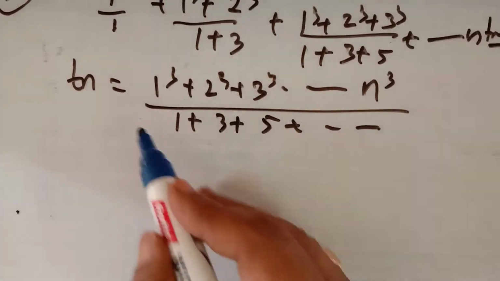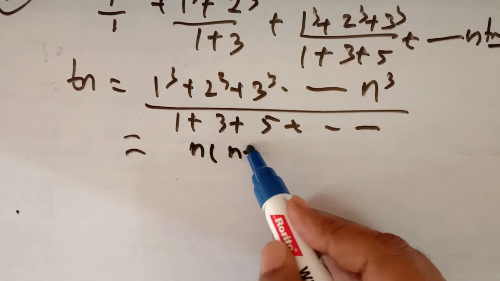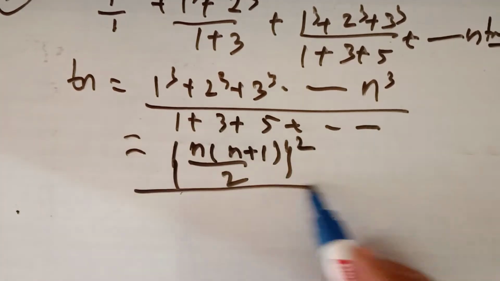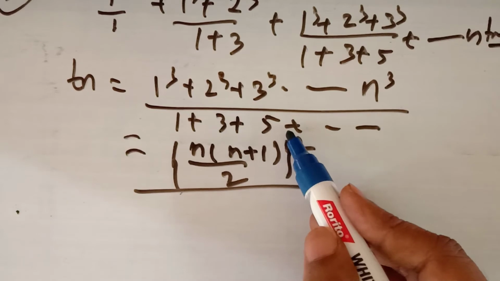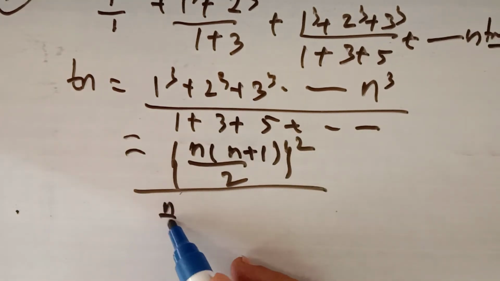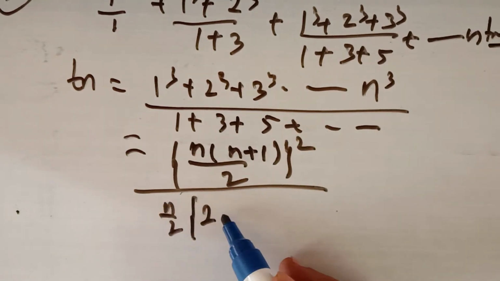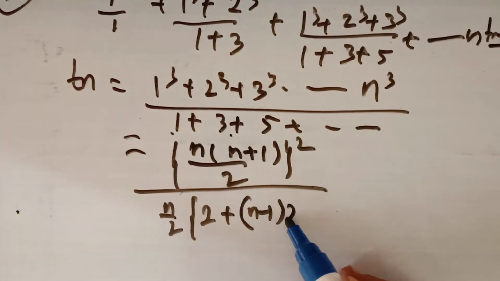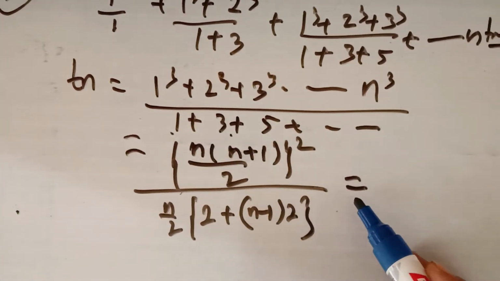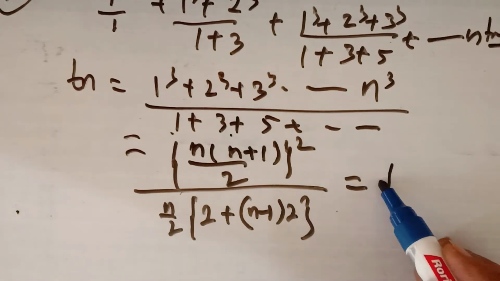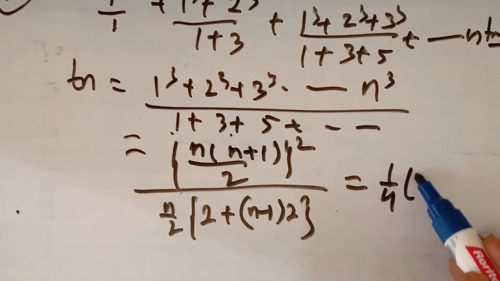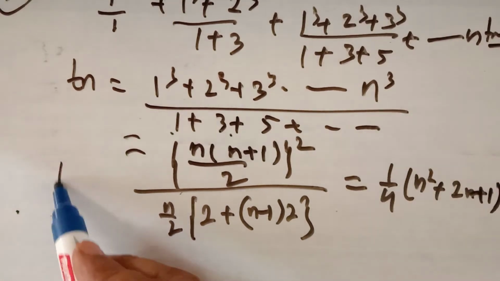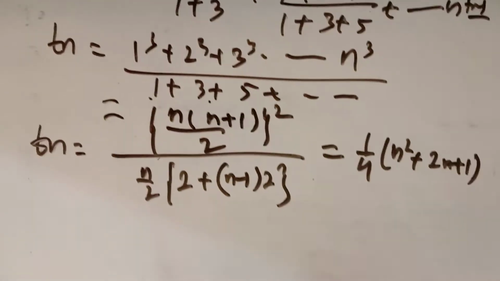For the numerator you already know the formula, it is [n(n+1)/2] whole squared, and in the denominator it is the sum of an AP of n terms. It will be n by 2 into [2a plus (n minus 1) into d]. The common difference is 2. When you simplify it, you get 1 upon 4 times (n square plus 2n plus 1), which is the nth term. So we have found the nth term.